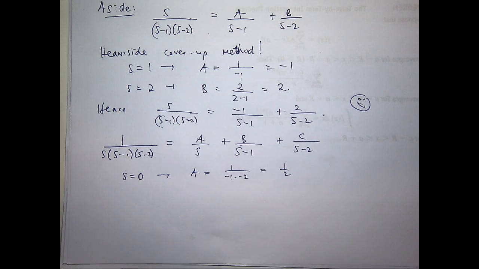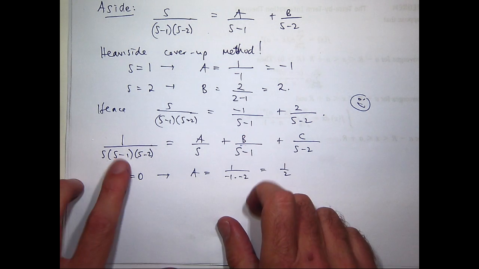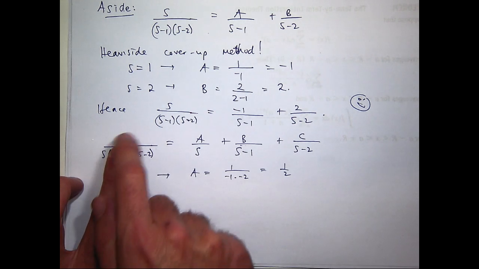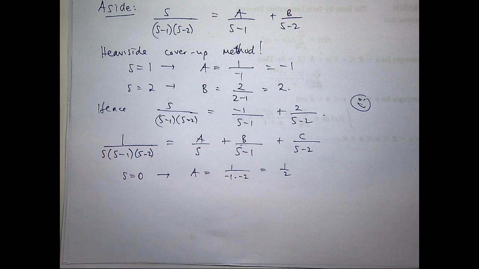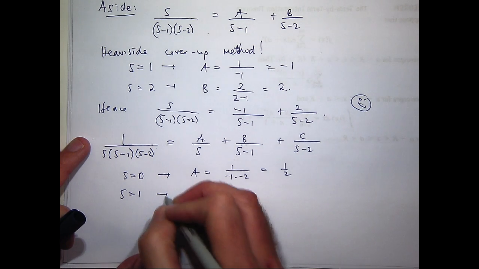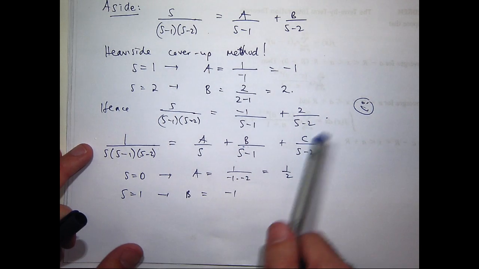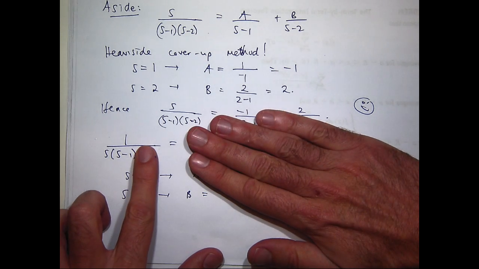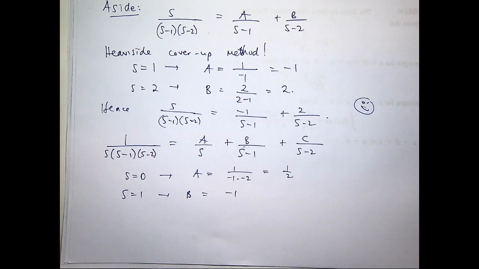Now, let's say I wanted to calculate B. Again, B lies above an S minus 1. Go over here, forget about that, sub in S equals 1. So I'm going to get B equals 1 over something like minus 1. And over here, C lies above an S minus 2. Go over to the left-hand side, cover up the S minus 2 and plug in S equals 2. So I'm going to get something like C equals 1/2.